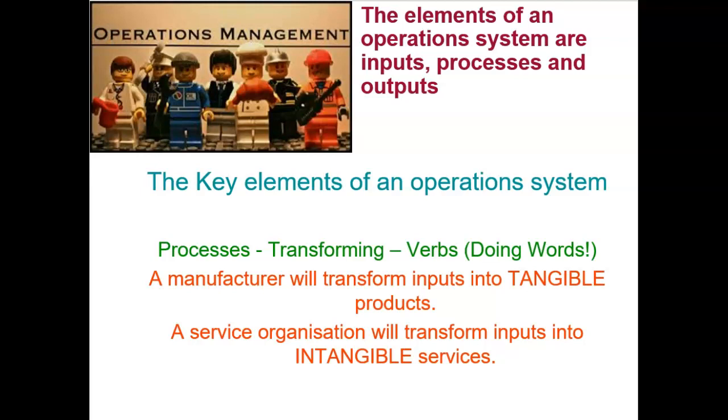actual processes are. And what happens in the operation system is that a manufacturer will transform inputs into tangible products. So what they're doing, they're producing something at the end that you can touch, you can feel. That's what tangible means. So that's what a manufacturer does. And then a service organization, they transform the inputs into an intangible service.